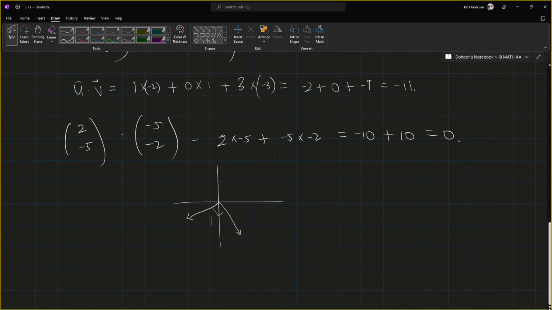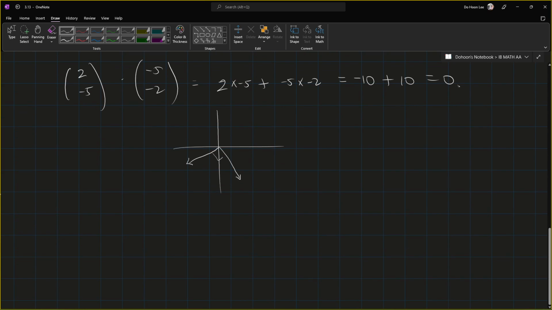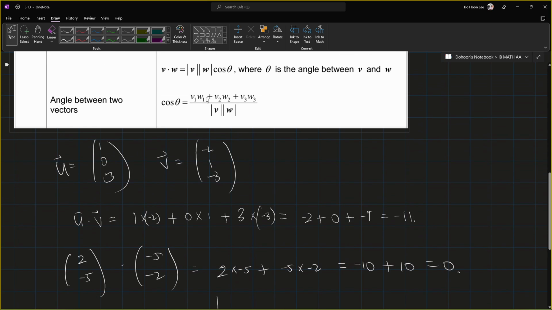Let's try another example. Let's do (2, 3) dot (4, 6). The scalar product is 2 times 4, which is 8, plus 3 times 6, which is 18, so it's 26. What is this value? We can use the angle between the vectors formula to find the cos theta.